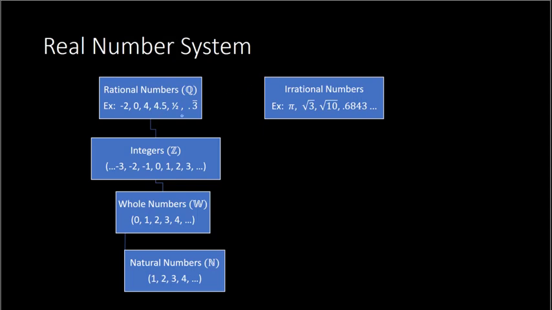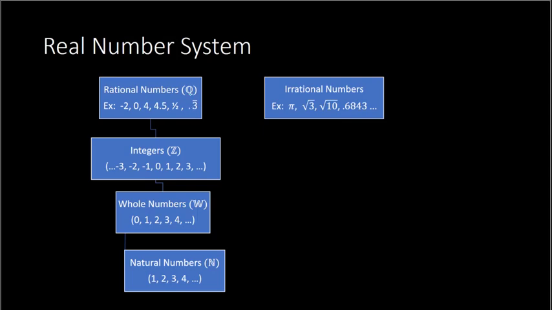So rational numbers would be anything you could write as a ratio, or in other words, a fraction. So notice it could include negative numbers, like -2, the number 0, positive numbers like 4, decimals like 4.5, fractions like 1/2, and it could even include repeating decimals, because repeating decimals you can actually write as a fraction. For example, 0.3 repeating we can write as 1/3, which is a fraction.